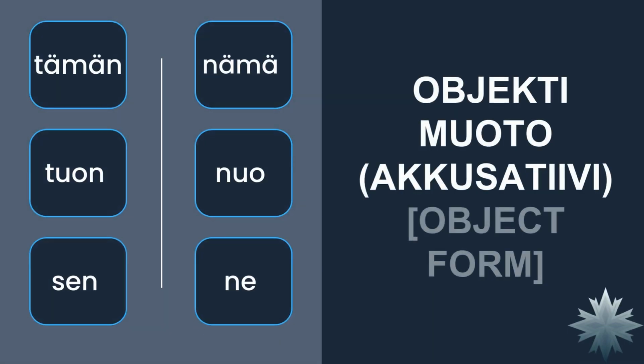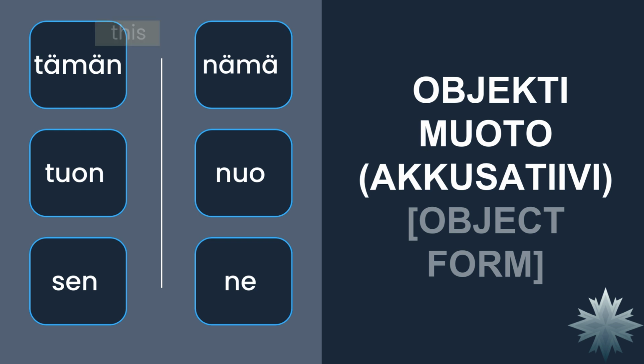In Finnish, when demonstrative pronouns act as objects, they can appear in two main cases, the accusative, accusatiivi, and partitive, partitiivi. The accusative is used when the action is complete and the partitive is used when the action is incomplete or ongoing. Let's first look at accusatiivi.